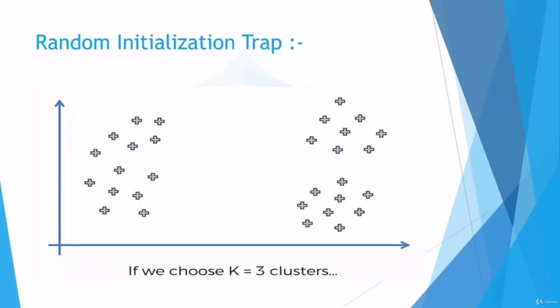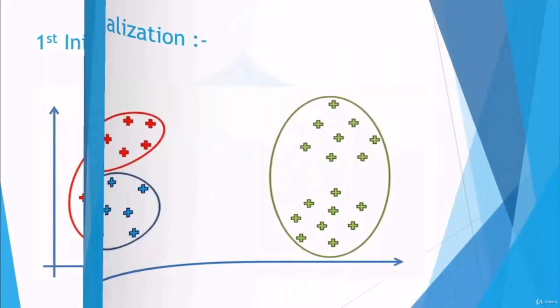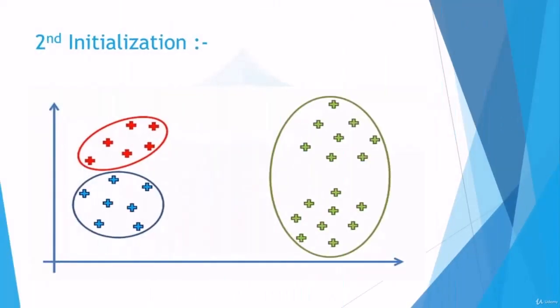In this, you can see with your eyes that it will form 3 clusters. So this is the first initialization. In this there are 2 clusters on the right side and 1 cluster on the left side, and the second initialization is of the same data set, but here the left side consists of 2 clusters and the right side consists of 1 cluster. So this randomization problem will affect your code.